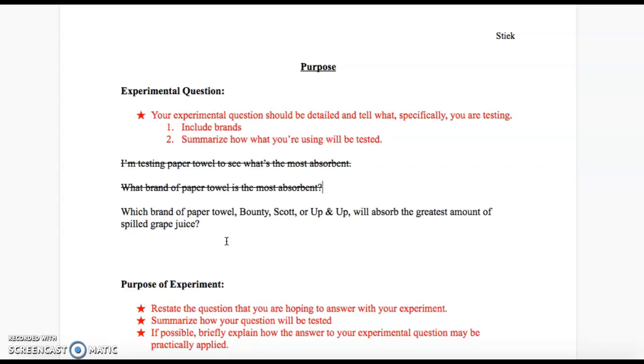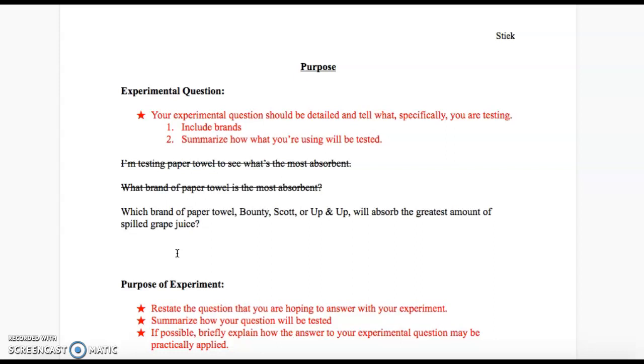It's okay if as you're working on this, you put some things down in your experimental question or purpose of experiment that don't end up happening. Perhaps at this point in the game, you think you're going to be using Bounty, Scott, and Up and Up brand paper towel, but when you actually go to the store, they don't have any Bounty on the shelf and you have to change to a different brand. That is totally okay.